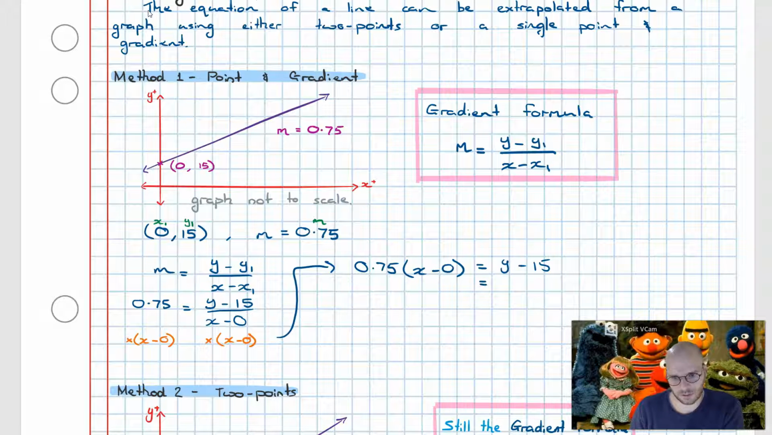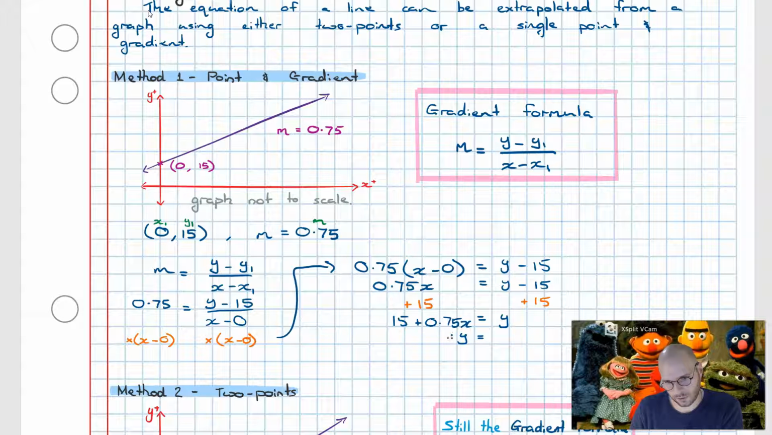Alright, moving down, we expand the brackets. 0.75 times negative 0 is nothing. Add 15 to both sides of the equation, and therefore what we find is that y is equal to 0.75x plus 15. Therefore the equation of our line is described as y equals 0.75x plus 15.